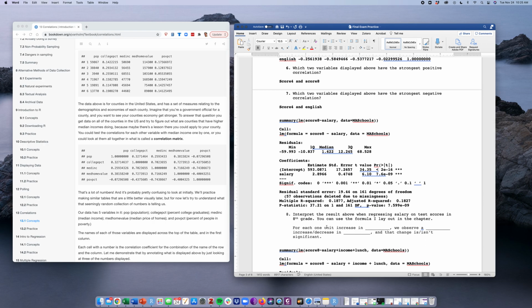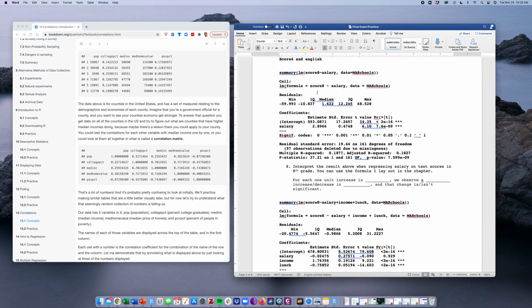Now we're moving to regression. So I give you this regression output. This is the line of code I ran to produce this regression. So I ask you to interpret these results when regressing salary, which is the independent variable, on test scores in 8th grade, which is the dependent variable.